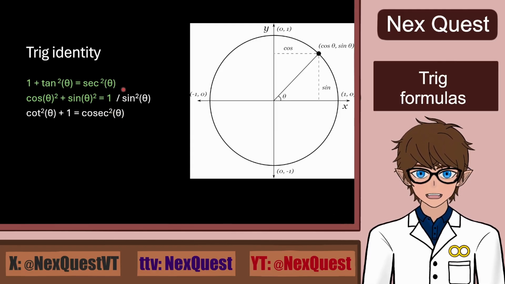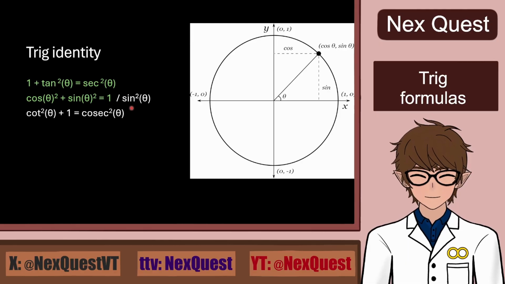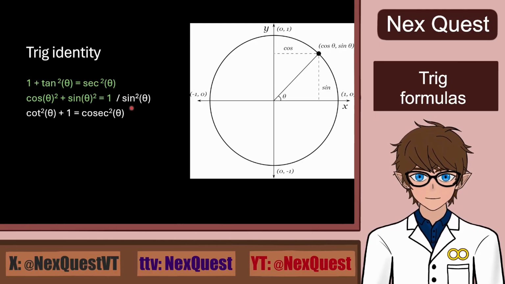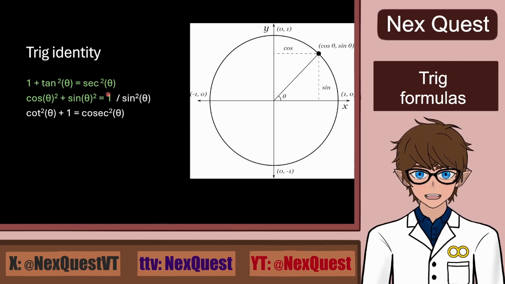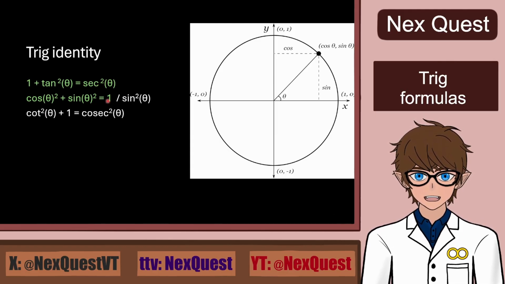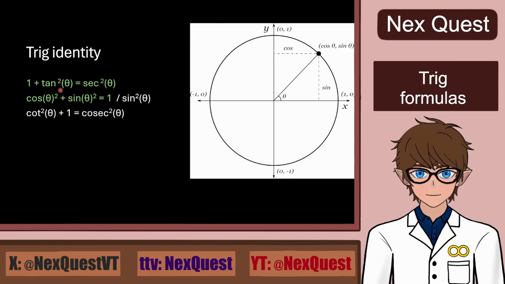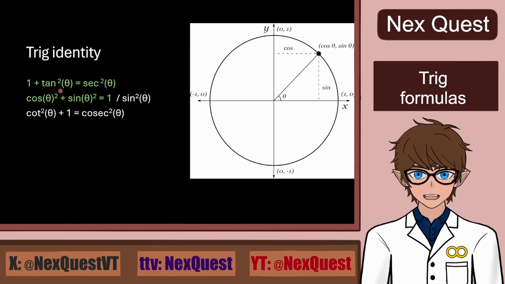You can also just write 1 over sine squared theta. I don't mind. It's just a formula that I'm presenting to you. The first identity may happen to appear in some formulas eventually down the line. The other two, don't worry, we're more likely not to run into them.